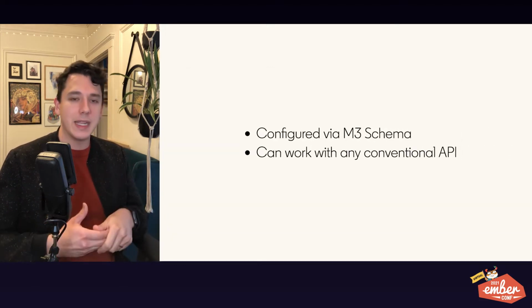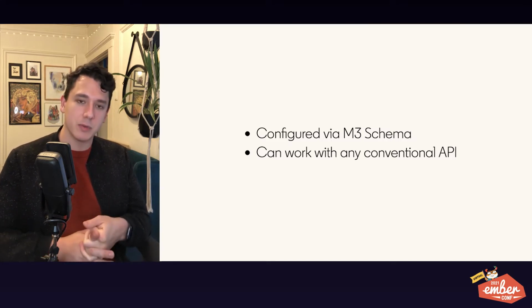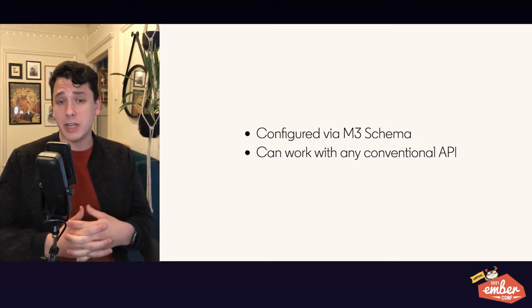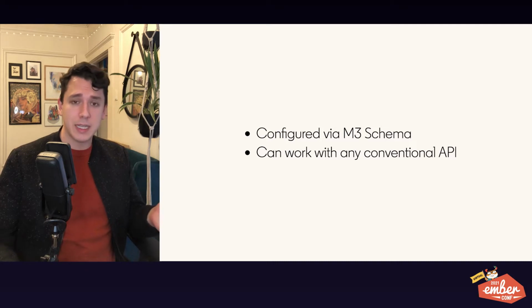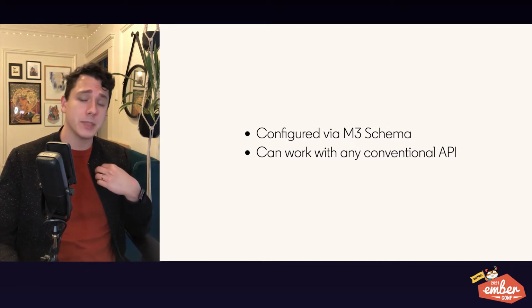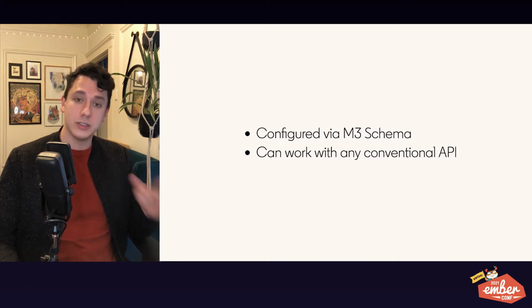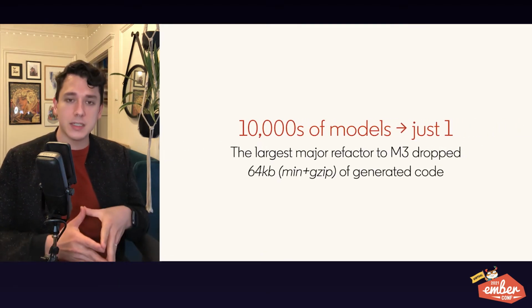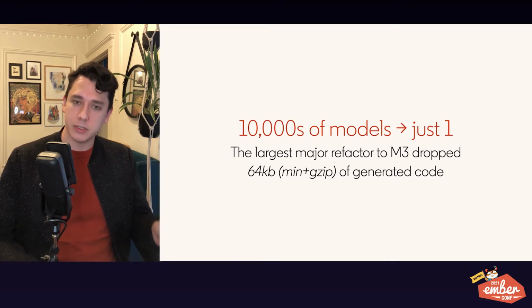This can be configured with the M3 schema. So you can make this work with any kind of convention for your relationships and with any conventional API. It can work with JSON API or Rest.li, which is our LinkedIn spec, or GraphQL, and so on. Anything that has strong conventions for relationships.